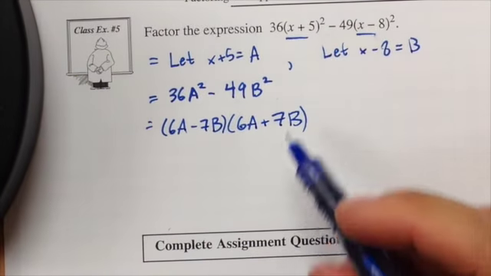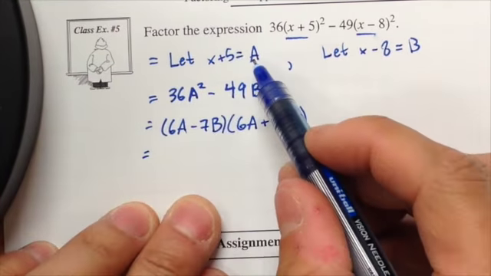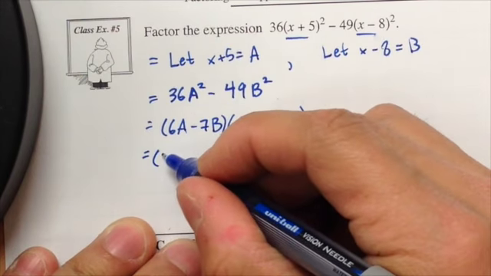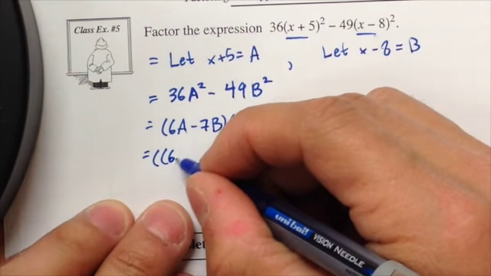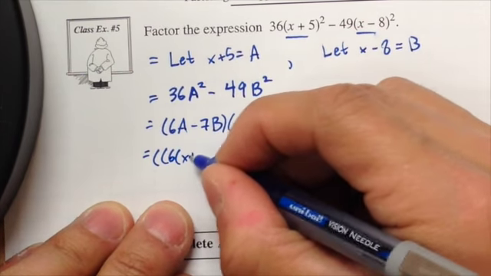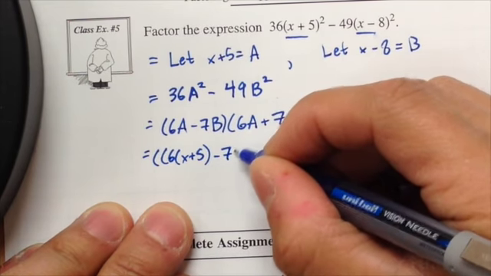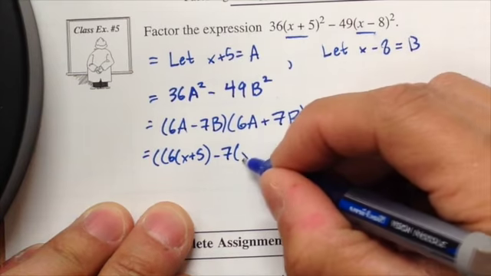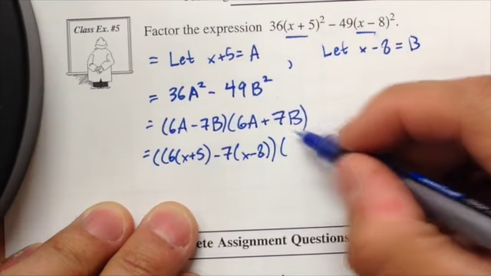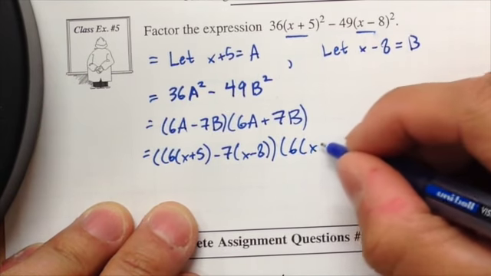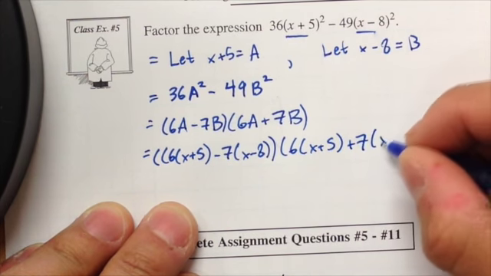Right? I can't leave it like this though. If I leave it like this, it won't be correct. And so now remember that a was equal to x plus 5. Now I have to put that back into my equation. So that's actually 6 times x plus 5 minus 7 times x minus 8. And we're going to multiply that by 6 times x plus 5 plus 7 times x minus 8.